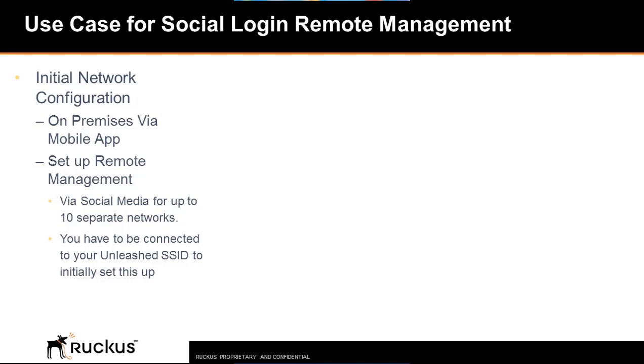A partner or reseller sets up an Unleashed network for a customer on the customer's premise. After configuring the network, they then set up a remote management via a social media login account using Twitter, Google, or Facebook while on premise and connected to the Unleashed network. Once the remote login is set up, they can remotely manage the Unleashed network from any distant location.